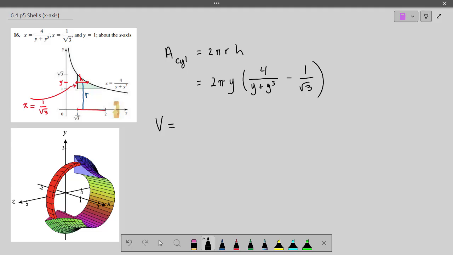Volume, 2 pi to the front. We're going to integrate. These y values are going from 1 up to root 3. These horizontal elements, 1 to root 3. So the limits of integration are 1 and root 3. We're going to cancel the y here in the denominator, so we're going to get 4 over 1 plus y squared there. And over here we'll have, let's write it as 1 divided by root 3 times y.